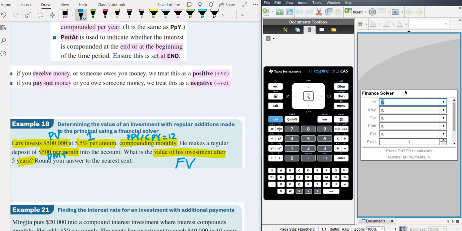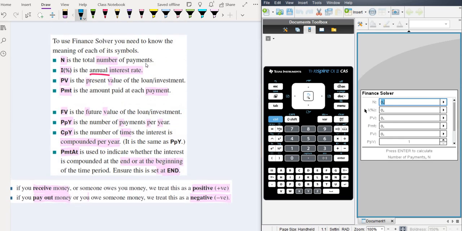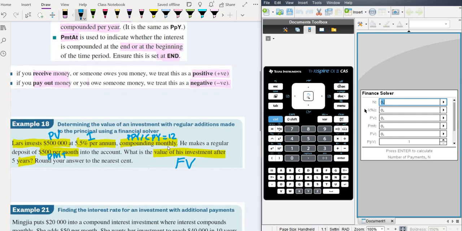So under N, we're looking at the total number of payments. So it gets paid out every month, and then we're looking at 5 years. So we're doing 12 times 5, which is going to be 60. And the annual interest rate is given to us at 5.5. Our present value is $500,000.